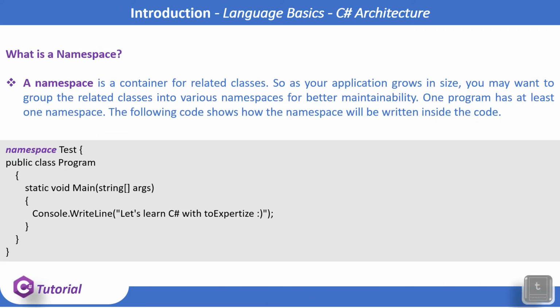Language basics. C# architecture. What is a namespace? A namespace is a container for related classes. As your application grows in size, you may want to group the related classes into various namespaces for better maintainability. One program has at least one namespace. The following code shows how the namespace will be written inside the code.